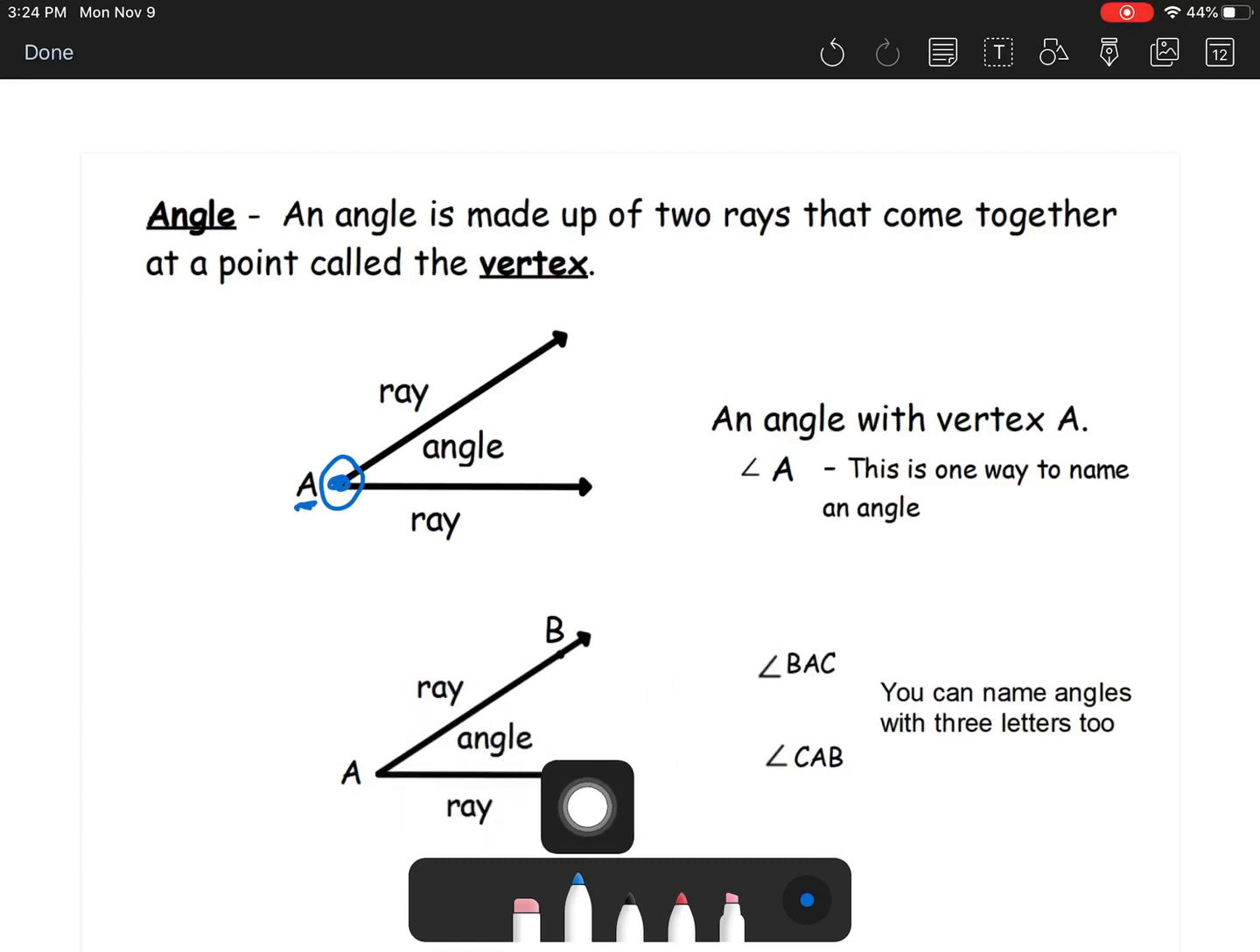If you have other letters on the angle, you can also use 3 letters as long as the vertex letter is in the middle. So I could say angle BAC or angle CAB. Okay.